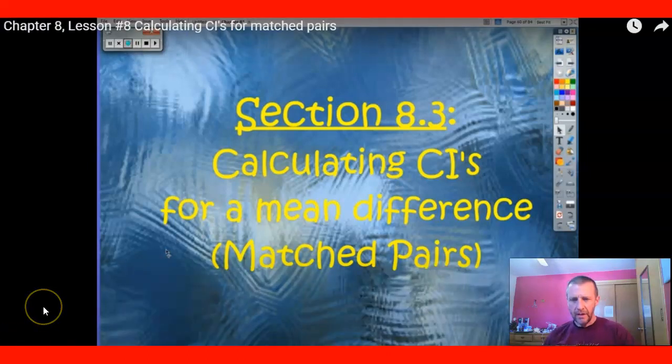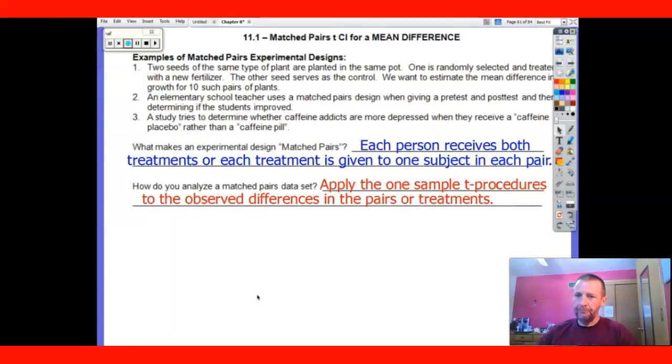All right, last part of section 8.3, and I will tell you right now, calculating confidence intervals for a mean difference, in other words, matched pairs. This will be something that is extra credit on the assessment. It's questions 69 and 70 on the assignment. You may have noticed those are in parentheses, so they really will be optional extra things. There'll be partial credit on the assessment, so pay attention or not, that's up to you.